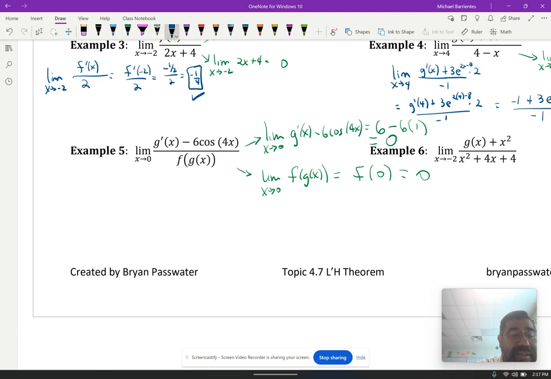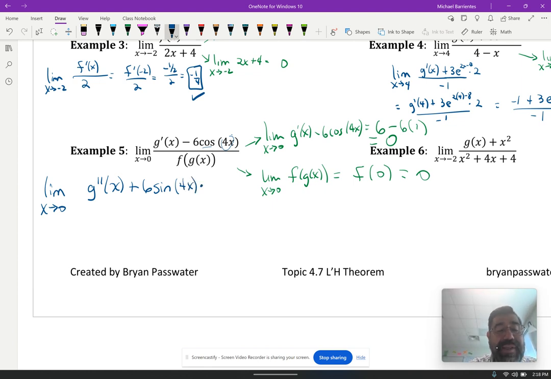And as I start to write L'Hopital's rule setup here, I realize I already have the first derivative. But L'Hopital's rule says to take the derivative of the numerator. So that means we're going to have to find the second derivative, because it's the derivative of the derivative, minus 6 times the derivative of cosine of 4x. So this is an inside-outside situation. The derivative of cosine is negative sine. So it's going to turn it into this, with the inside still in it, times the derivative of the inside, which is 4. All over f of g of 0.